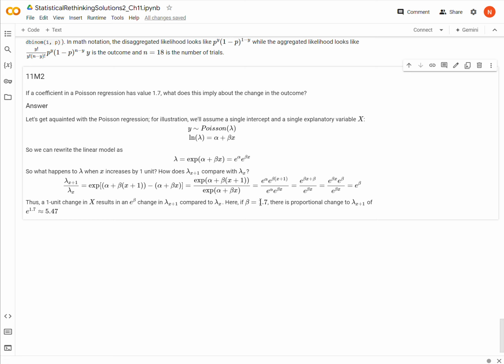So if beta equals 1.7, then our proportional change to lambda at x plus 1 is e to the 1.7, which is 5.47. So I guess that is it here.